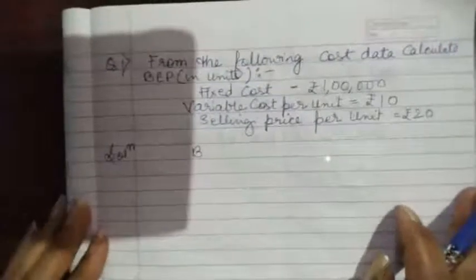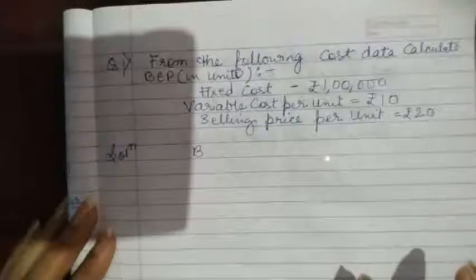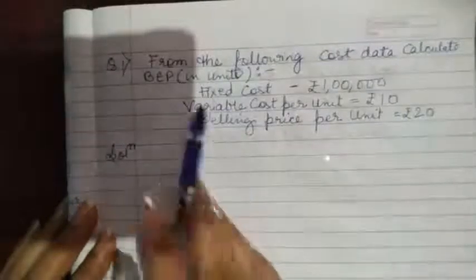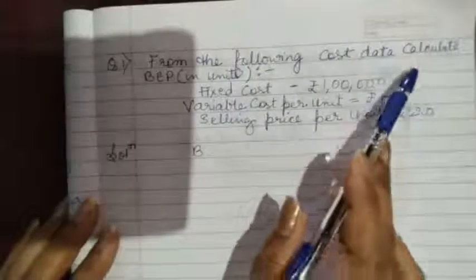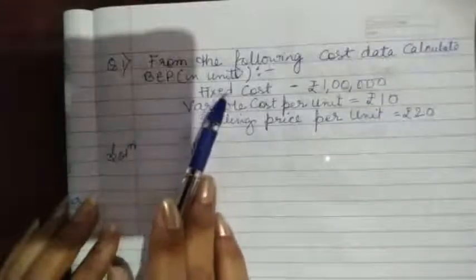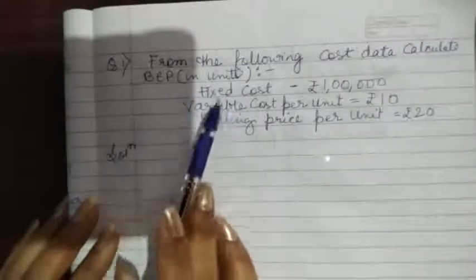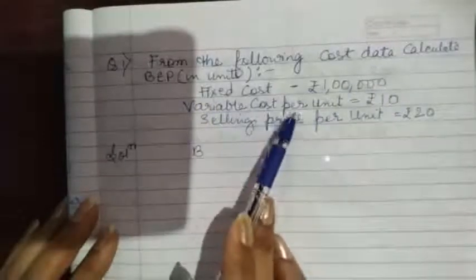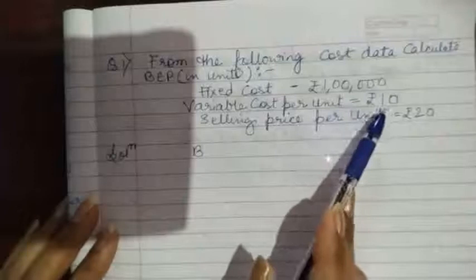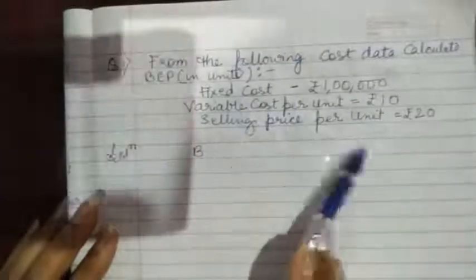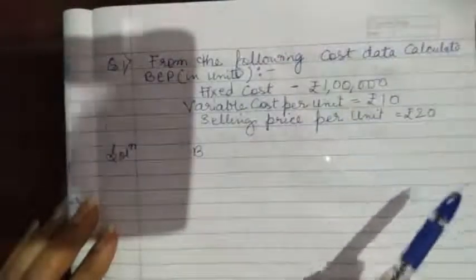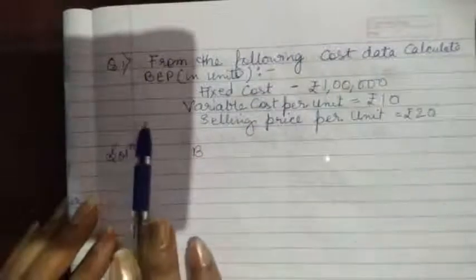I'll read the question. First of all, we will understand the question and then we will solve break-even point in units. From the following cost data, calculate break-even point in units. Fixed cost rupees 1 lakh, variable cost per unit is rupees 10. Selling price per unit is rupees 20. So what we have to calculate?